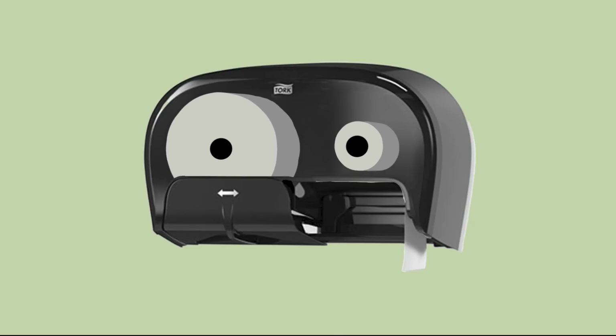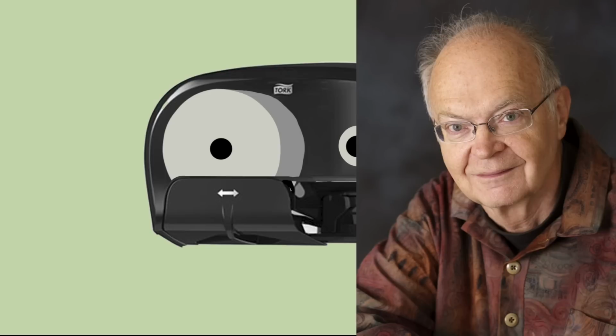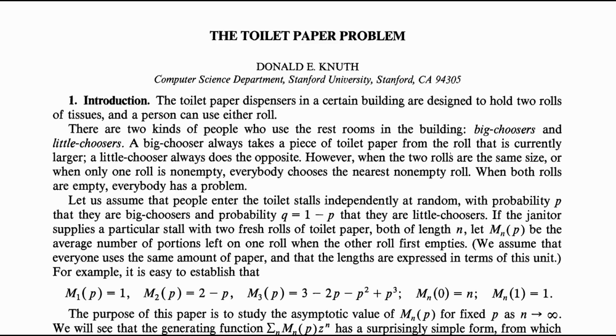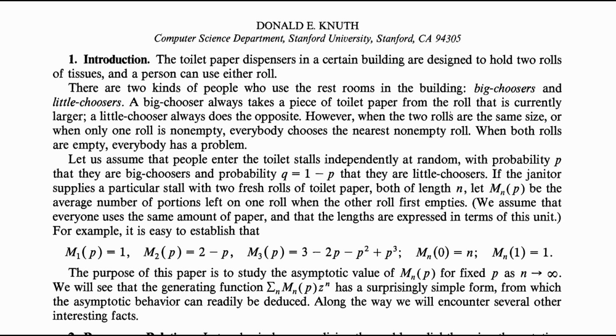Is there one you should always choose? Well, this situation was analyzed by Donald Knuth, a Stanford professor of computer science and mathematics, back in 1984. Dr. Knuth is known for his work in analyzing algorithms and creating TeX, the computer typesetting system for mathematical expressions. For the 2-roll toilet paper problem, he used an analytical approach.